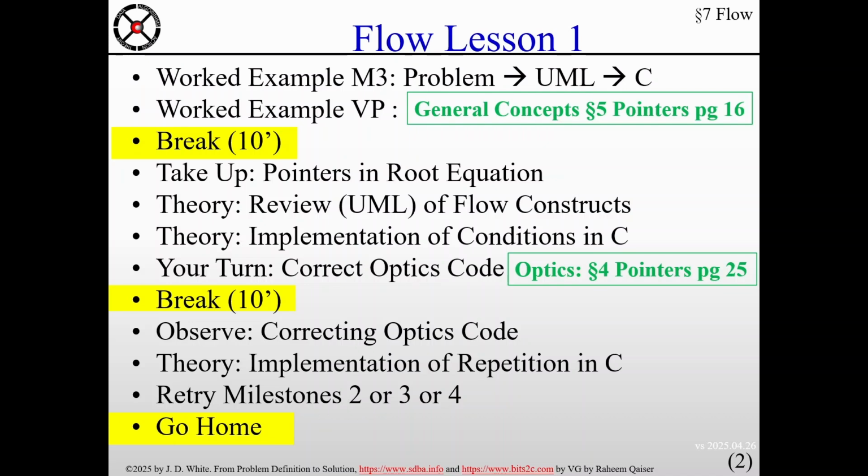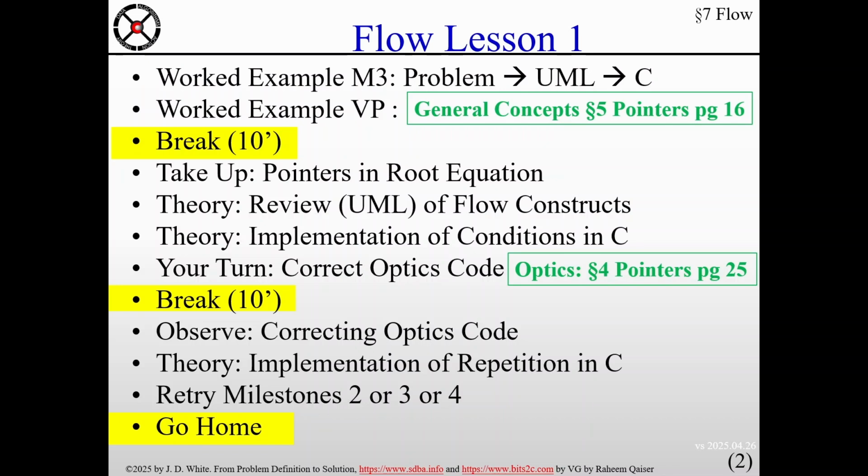In terms of our flow, we will review the UML for the flow constructs. We've seen the UML already, but what we're going to add new is how we do this in C. In particular, I want to work on decisions today. Next week will be repetition. We'll see why we need decision when we look at the optics code. We'll show you what the problem is, give you some time to correct it, then I'll show you how I would correct it. If we have time, we will start implementation of repetition in C, though most likely we will not. If not, we'll just go straight into retry of milestones. So that's basically today's plan.